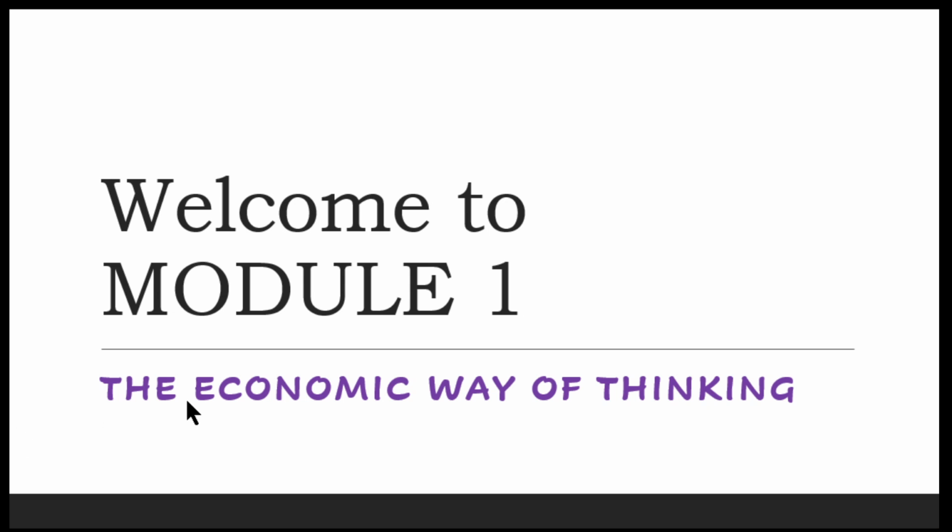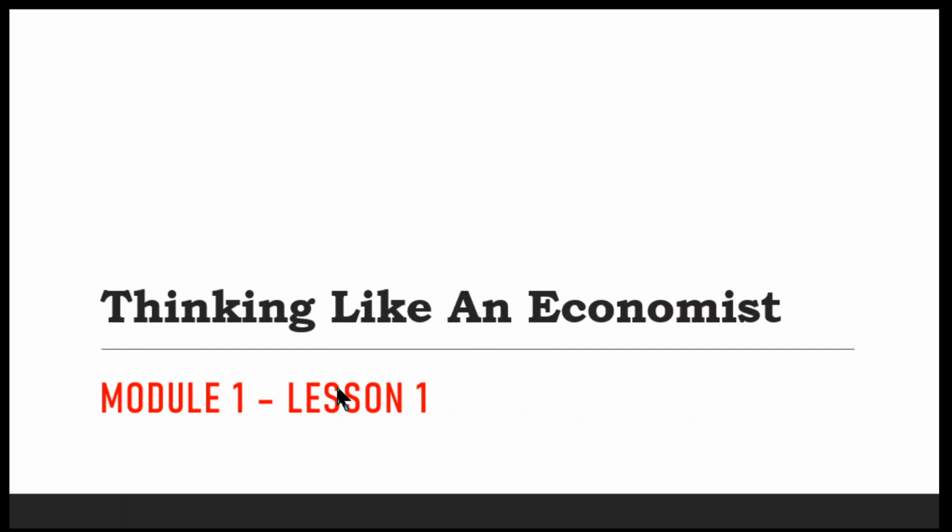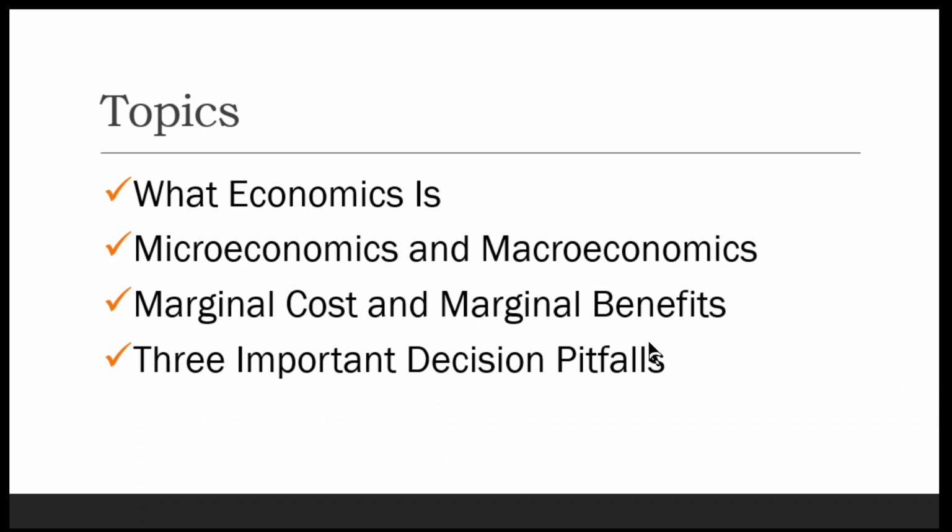And now we will begin our lesson starting with Module 1 entitled The Economic Way of Thinking. And the first lesson for this module is entitled Thinking Like an Economist. So this lesson includes the following topics: definition of economics, microeconomics, and macroeconomics, the marginal cost and marginal benefit concepts, and the three important decision pitfalls.